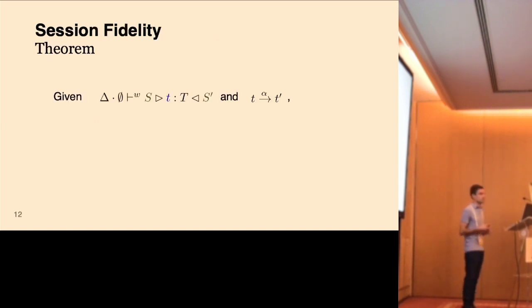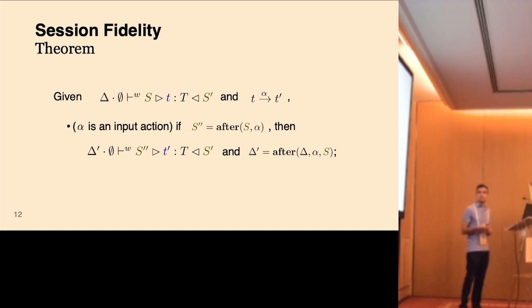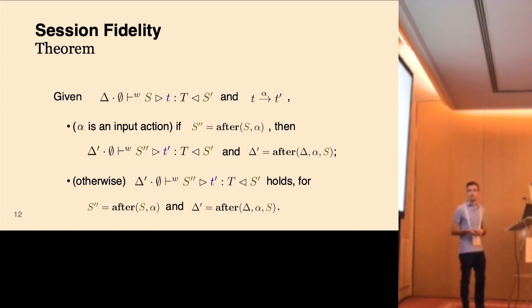So this leads to the session fidelity property, which says that whenever you have a well-typed term T against some session type S, and this term transitions to a new state T prime with some action alpha, then there are two options. If the action alpha is an input action, so the process receives a message, then we have to check that the alpha is valid. And if it is, then we know that the new term remains well-typed. On the other hand, if you have a different action, we immediately know that the term T prime is well-typed.